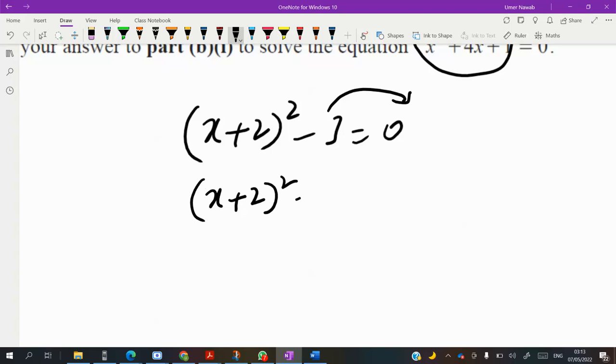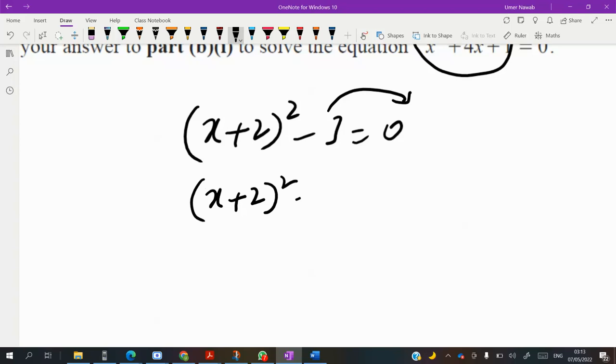So we reached over here. So now what are we going to do? We are going to send the square to the other side. So x plus 2 is equal to plus or minus square root of 3, and x is equal to minus 2 plus or minus square root of 3. We got two answers, one with the plus sign and the second one with the negative sign.